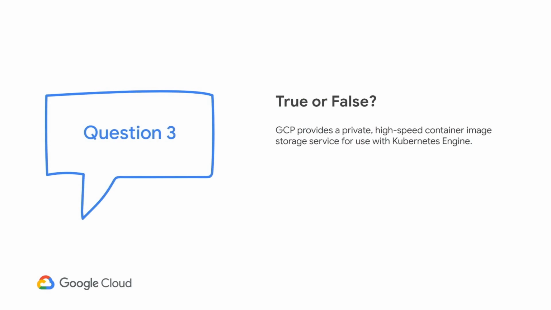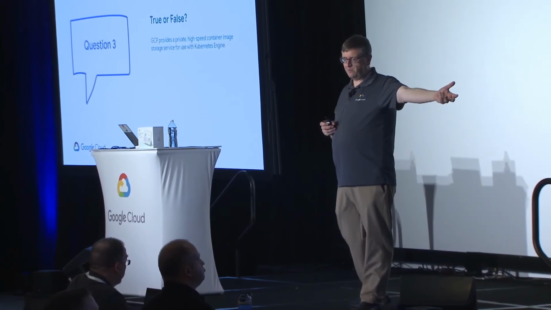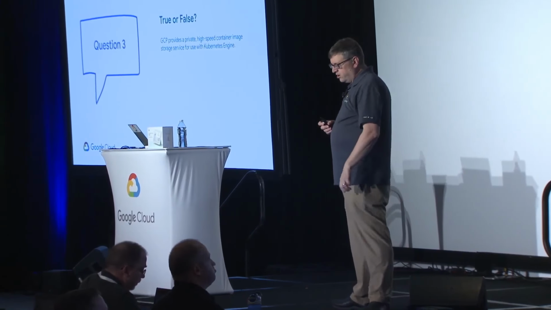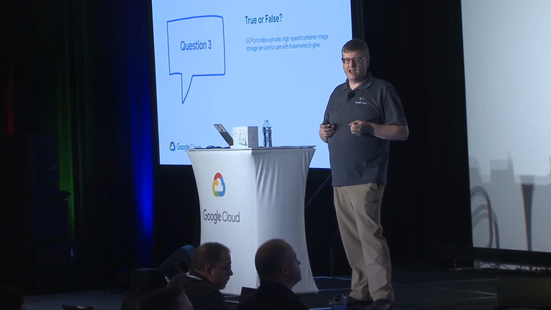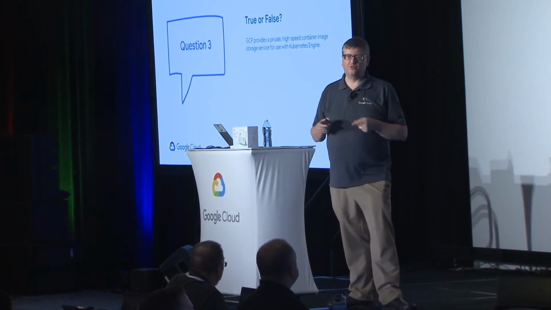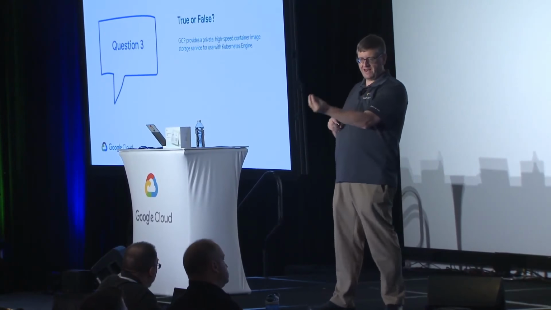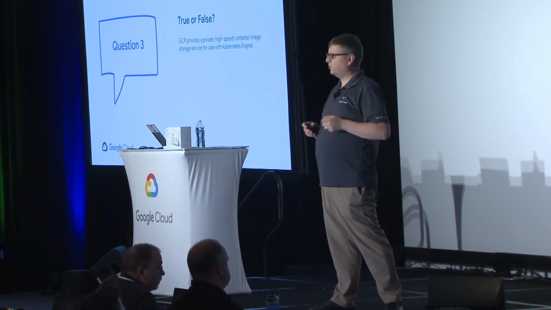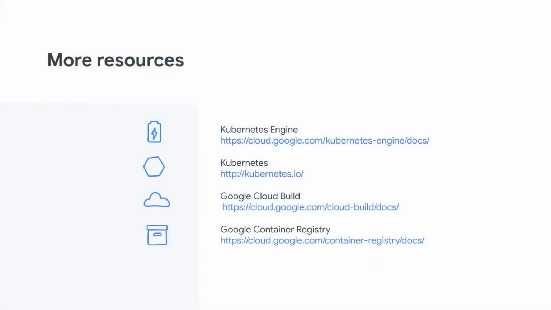GCP provides a private high-speed container image storage service for doing this. You don't have to put your containers into a public repository. Within your project, Google has GCR, Google Container Registry. I'm going to teach a couple more little tools, and then I'm going to show you an application and watch it go from code, automatically get built, and then be dropped into a container registry where I can run it from. So Google Container Registry holds that. That's a little bit of the foundation behind Kubernetes and containers.